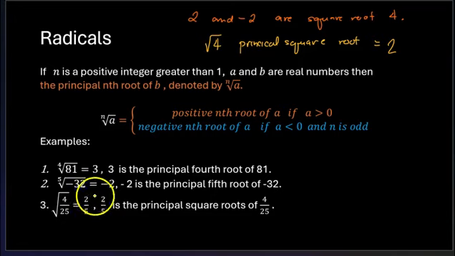Only the positive root will be the principal square root. Okay, so let us identify this. What you call n is called the index. Of course, you have the radical sign, and A is called the radicand. So those are the terms.